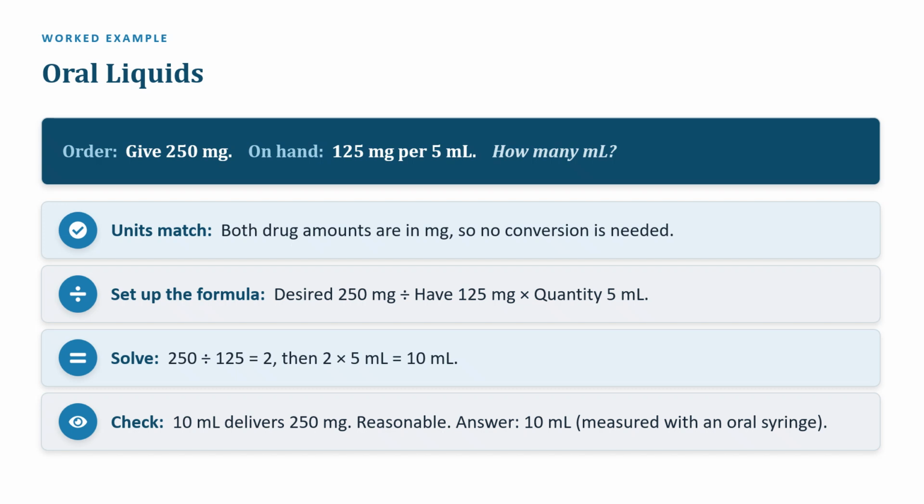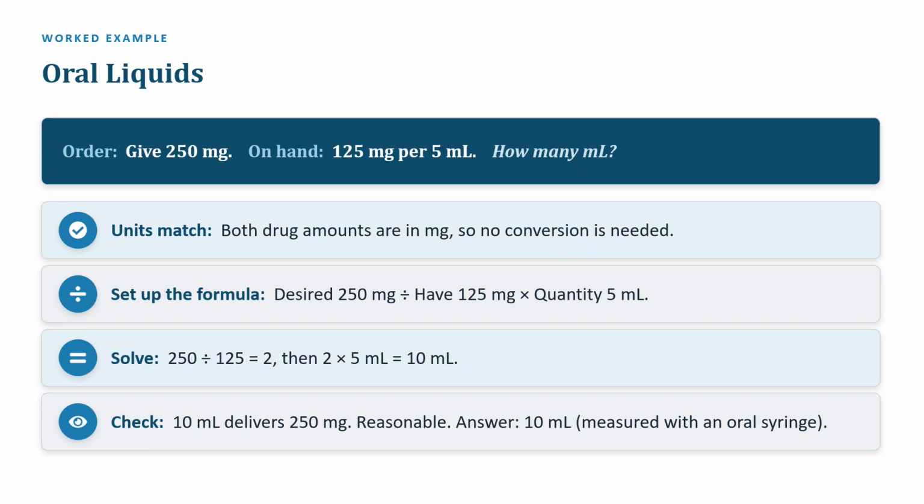We follow the same 4 steps. Step 1, check the units. The drug amount in the order and on the label are both in milligrams, so they match and no conversion is needed. Step 2, set up the formula. Desired is 250 milligrams. Have is 125 milligrams. And here the quantity is 5 milliliters because that's the volume the strength comes in. So we write 250 divided by 125 times 5 milliliters.